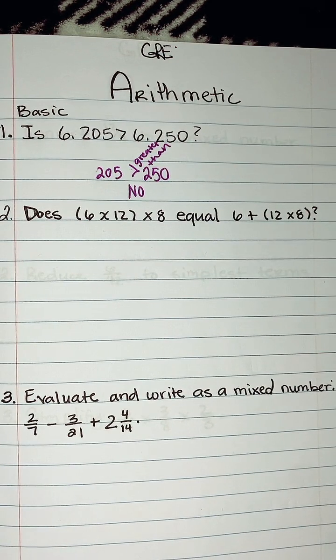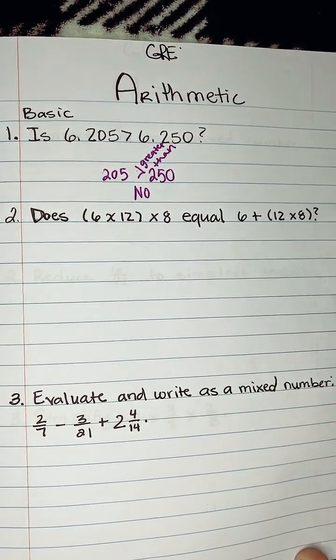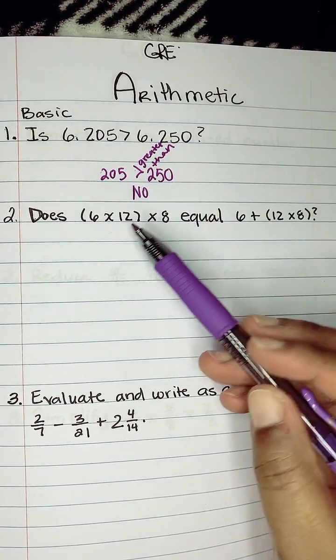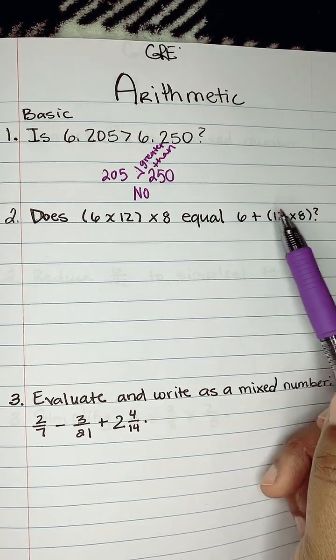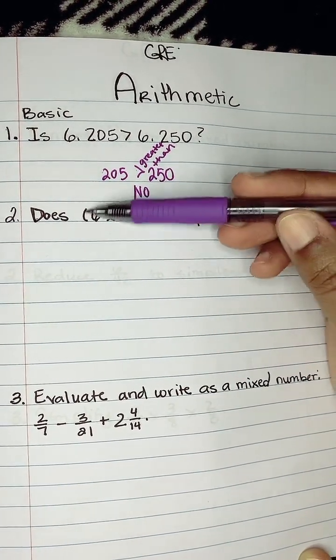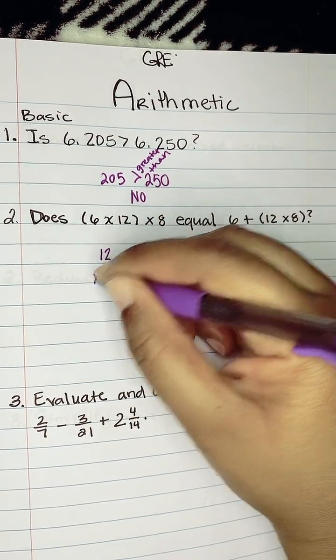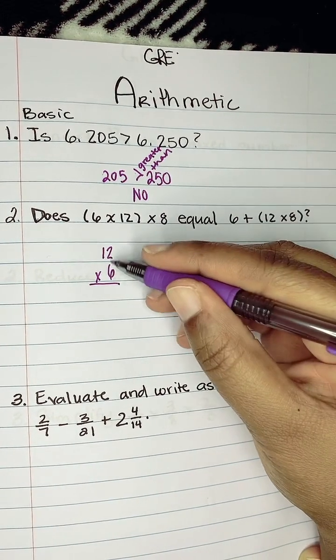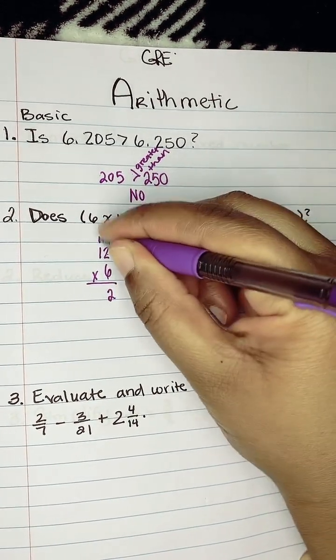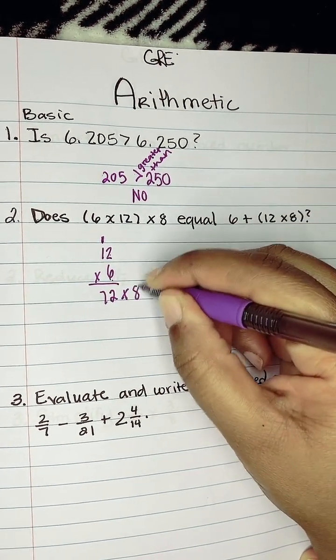Number two says, does 6 times 12 times 8 equal 6 plus 12 times 8? So, one way to show that this does or does not equal is to actually do them out. So we would first start by doing 6 times 12, because we always start within the parenthesis. And so 2 times 6 is 12, carry the 1. And then 6 times 1 is 6, plus 1 is 72. And then we would times that by 8.